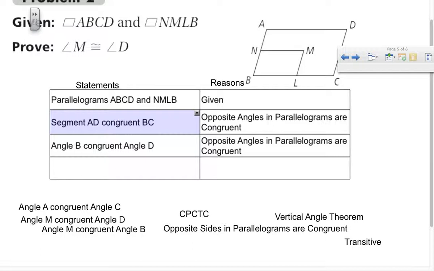Now, be careful. Notice that the hint that I gave was that opposite angles in a parallelogram will be congruent. These are segments. Okay, so this would be something I would say if I was using opposite sides of a parallelogram are congruent as a reason. Michael?